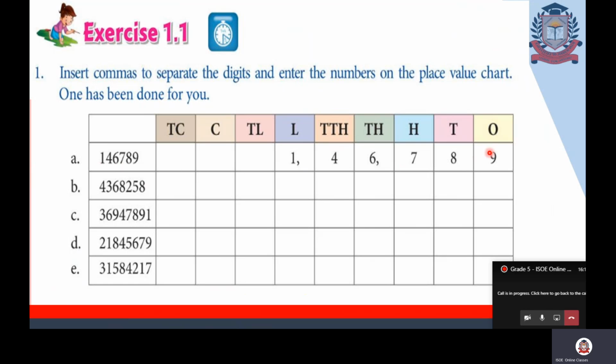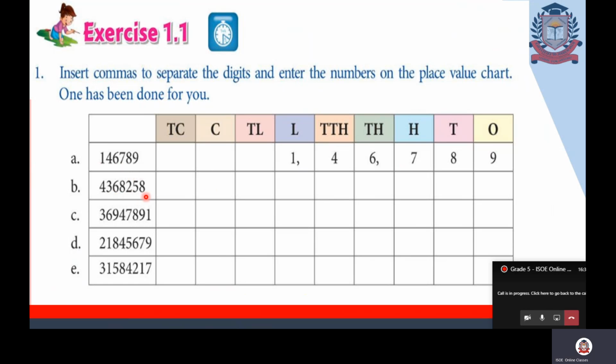See, these ones, tens and hundreds come under 1's period. After 1's period I have a comma. Thousands and 10,000s come under the thousands period. After the thousands period I have a comma. Okay, similarly let us arrange these digits also.